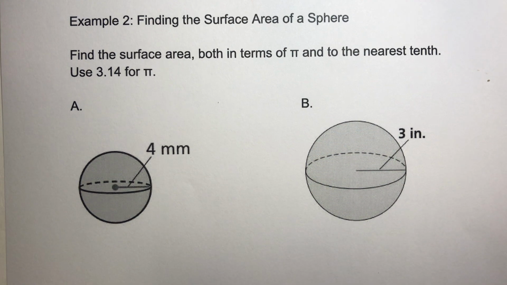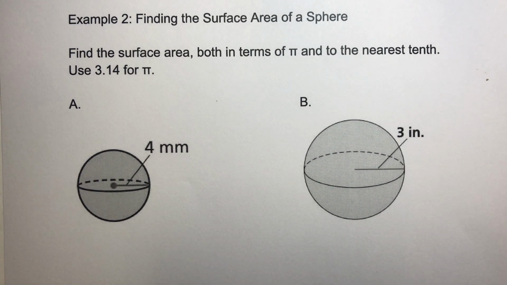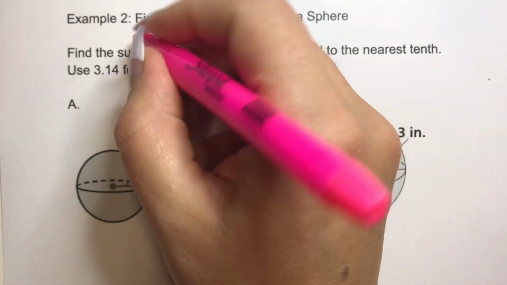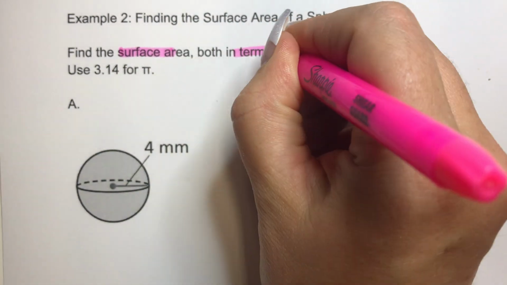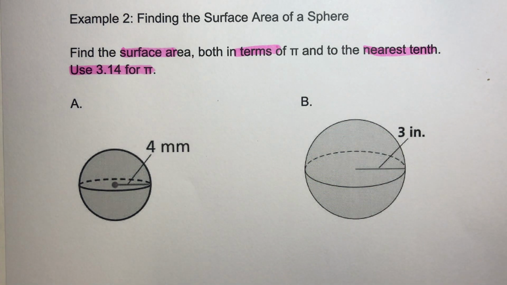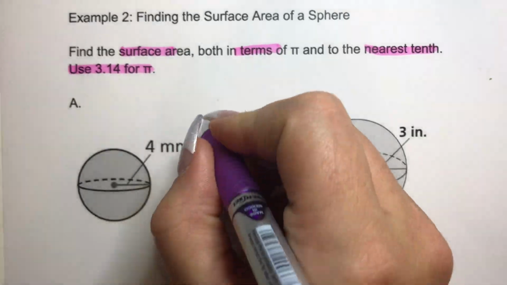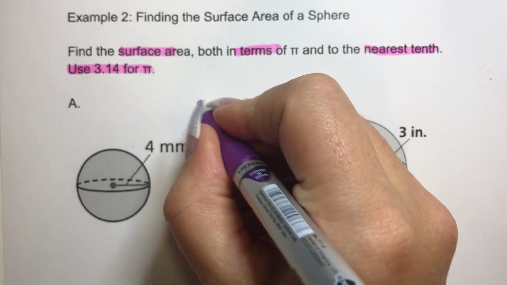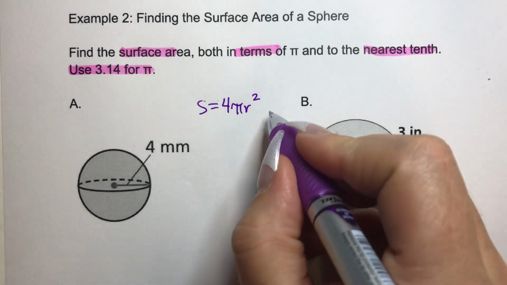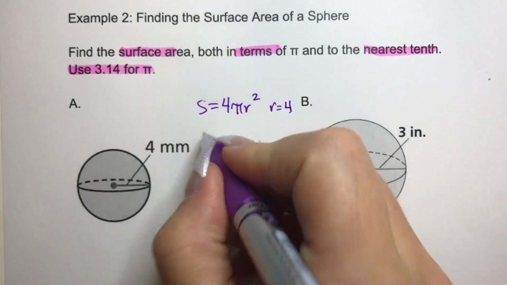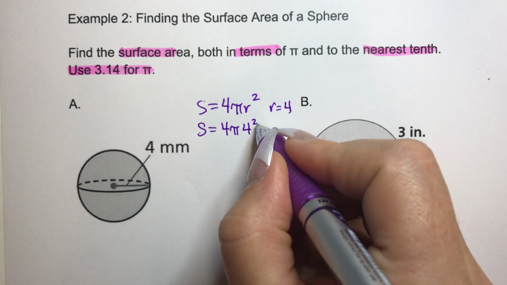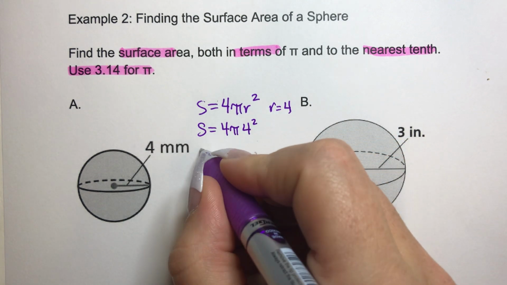Okay, so let's go ahead and try to do this on our own. So we're going to find the surface area both in terms of pi and to the nearest tenth. Use 3.14 for pi. Perfect, okay, so let's get started. The surface area equals 4 pi r squared. Right here it says the radius is 4. So I'm going to substitute that in. 4 squared is the same thing as 4 times 4, which is 16.